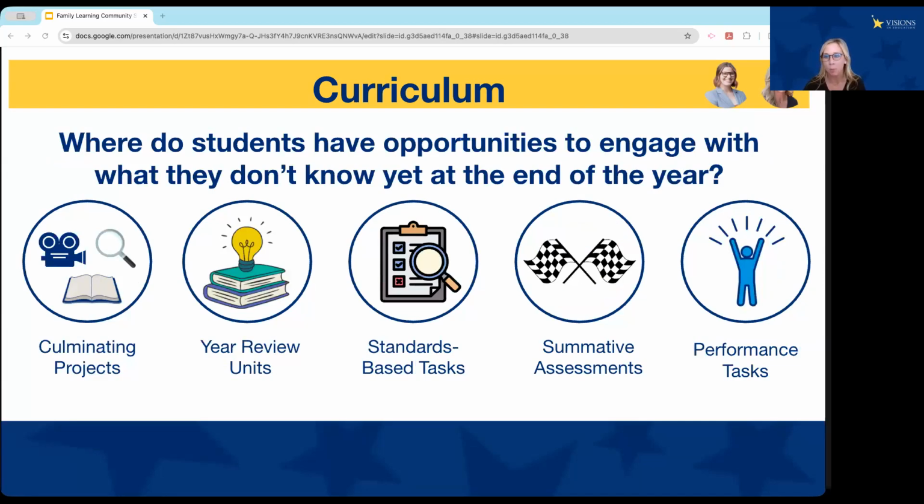So, where do students have opportunities to engage with what they don't yet know at the end of the year? We don't have much longer in school for the year, but there are still things coming up where students will have opportunities to engage with maybe those standards or learning targets that they don't know. This could be in the form of culminating projects, year review units, any standards-based tasks, more of those summative assessments, or you might see some performance tasks as well.